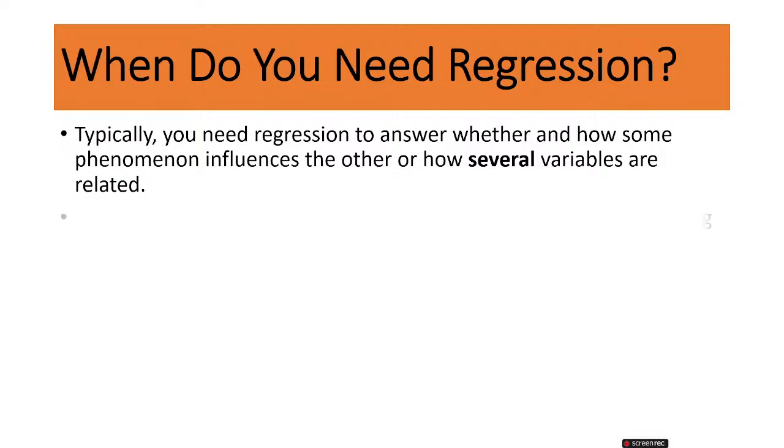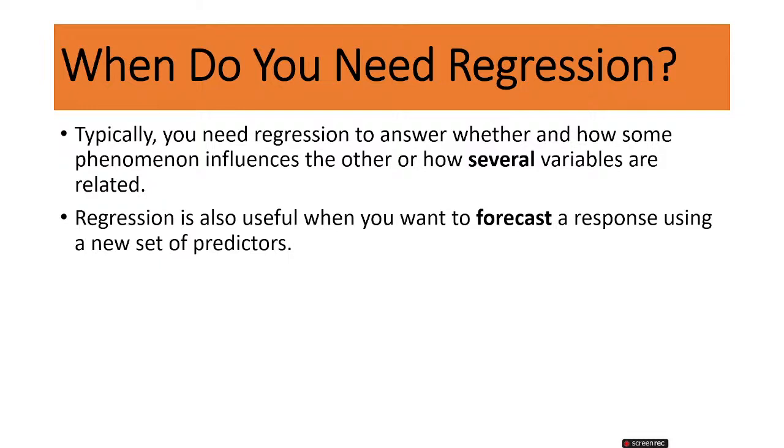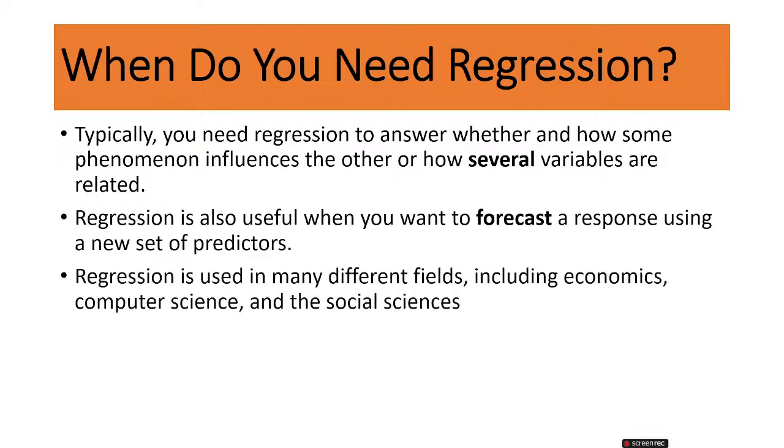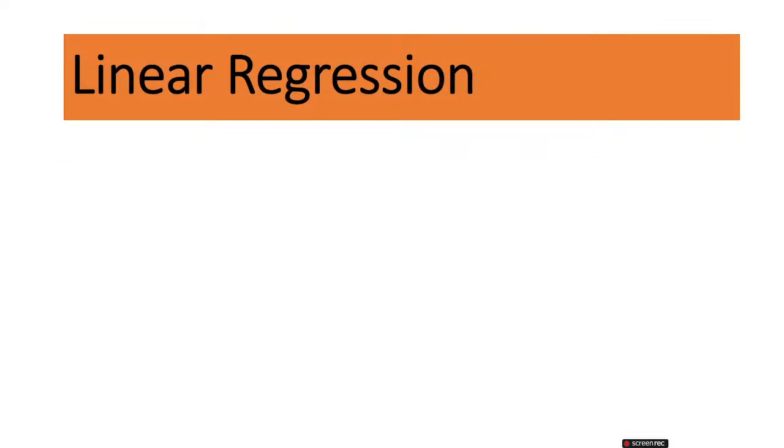It is mainly useful when you want to forecast or need the future outcome or response using a new set of predictors. Regression is also used in many different fields such as economics, computer science, and social science, as well as GIS and remote sensing. There are a lot of uses of regression. So today I will discuss linear regression, and also show you how we can easily use linear regression using Python, and also predict the land surface temperature based on normalized difference vegetation index.